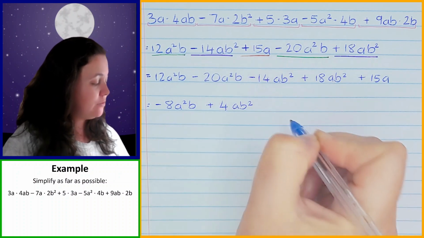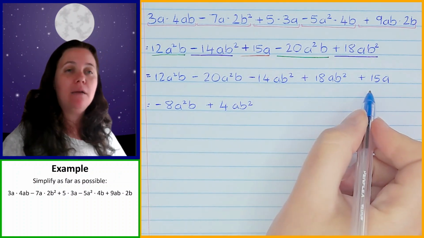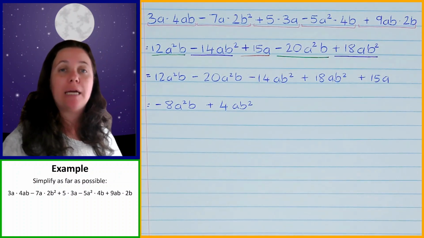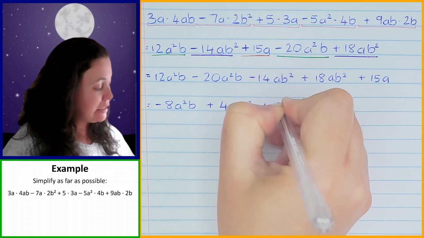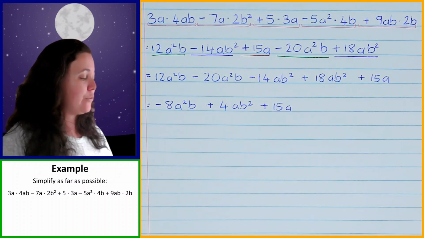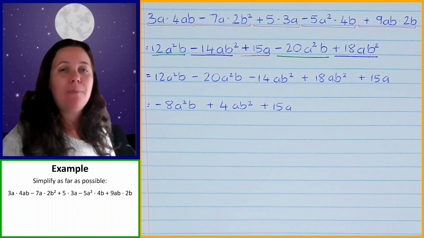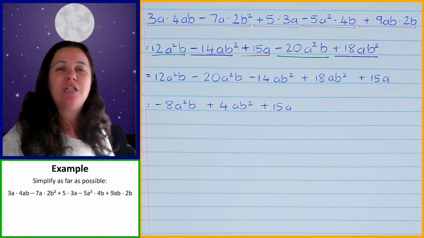It doesn't change, okay? And then the 15a, there's nothing I can do with it because there are no like terms for it, so it's going to stay as it is, but I can't leave it out. I have to still write it down. So that's negative 8a squared b plus 4ab squared plus 15a. Okay, so that's what we should get for that question.